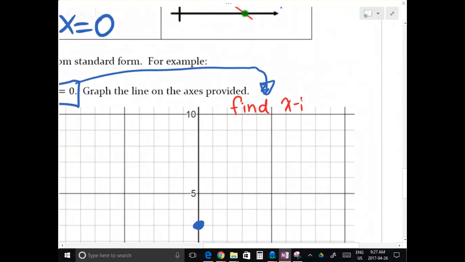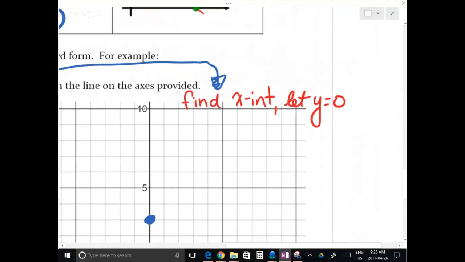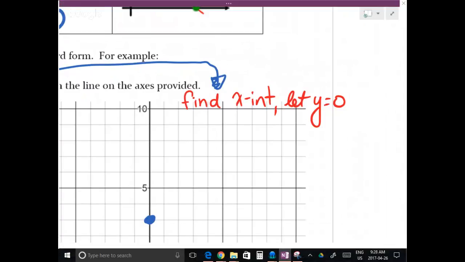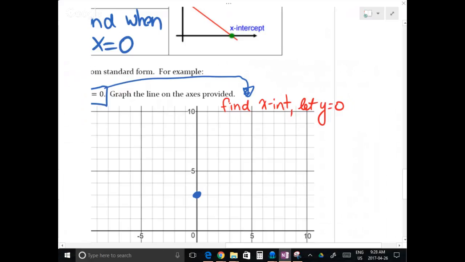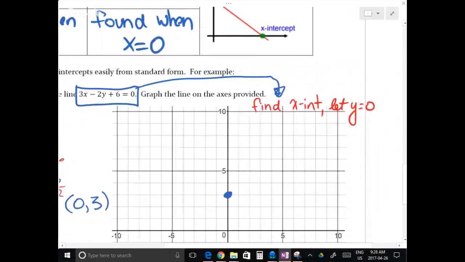So we're going to find the x-intercept. And to do that, we're going to let y equal 0. Because the x-intercept is when we have no y, how much x do we have? So we're going to use this equation again, but this time y is going to be equal to 0. So we have 3x. I'm using the equation.